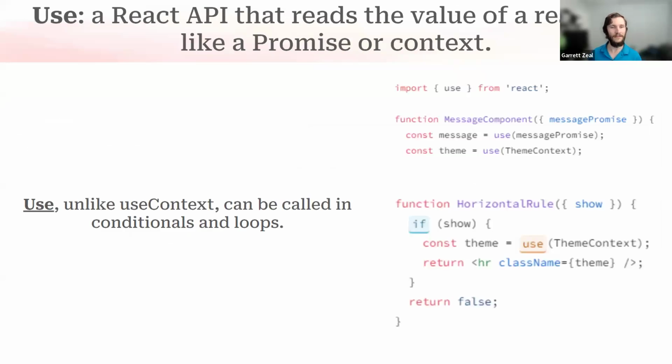And last but not least, we have the use hook. The use hook is a React API that reads the value of a resource like a promise or context. This means that the use hook has the ability to change the theme to dark mode no matter how many layers of components there are between the provider and the toggle button, unlike useContext, which cannot be called in any conditionals or loops. Meanwhile, use can, so it's a great use case for it.